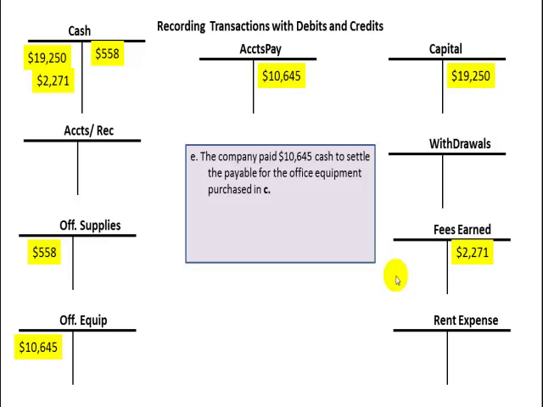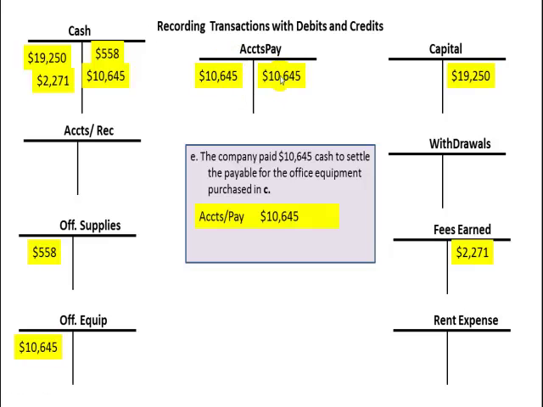Part E, the company paid $10,645 cash to settle the payable for office equipment purchased in C. So back in C, we debited office equipment and we credited accounts payable. Now we're going to pay off this accounts payable. So we will credit cash for $10,645, and that lowers cash with a credit, and we will debit accounts payable for $10,645. This also lowers accounts payable. So both sides went down by $10,645. And right now we have a zero balance in our accounts payable account.